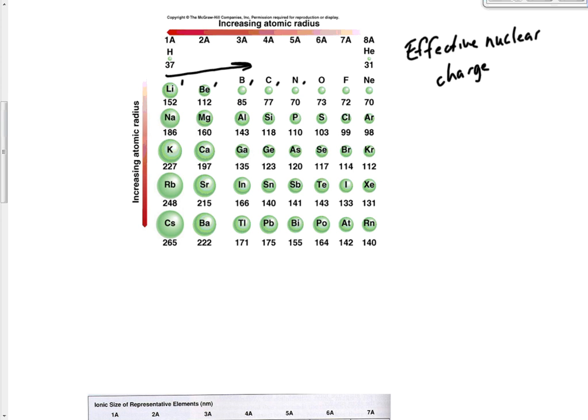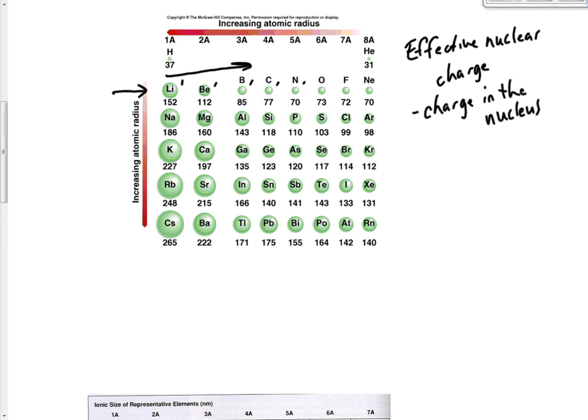Effective nuclear charge is basically the charge in the nucleus. As the effective nuclear charge gets greater moving left to right, it just means that there are more protons in the nucleus going left to right. And because everything on this row only has 2 energy levels, you're not gaining any energy levels. You're not getting anything that's further away from the nucleus.